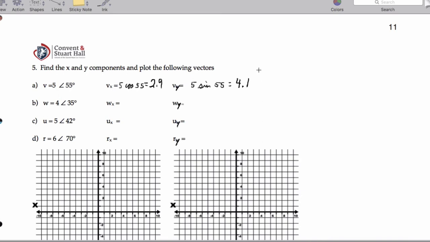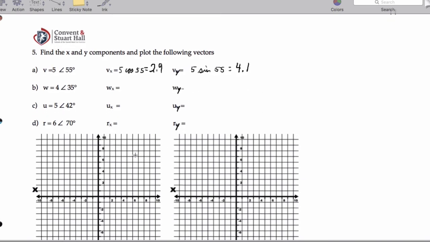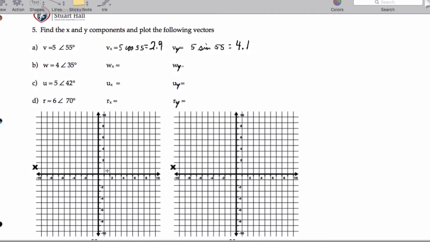So we've got this out to one decimal place each. So here, now to plot it, we're going to plot this like it's the x-coordinate and this like it's the y-coordinate. So we'll go over 1, 2.9, almost to 3, and then we'll go up 4.1. So 1, 2, 3, 4.1, right about there. And then we'll go ahead and draw our arrow to that point, not going beyond the point, and that is essentially how we do question number 5.